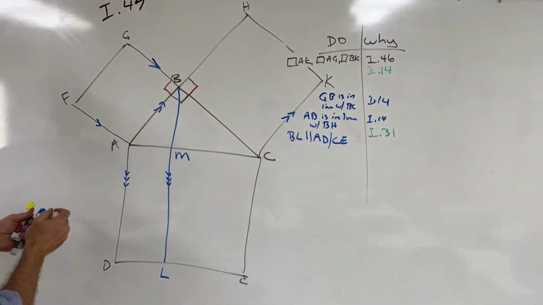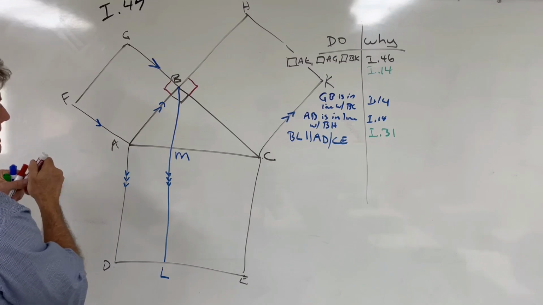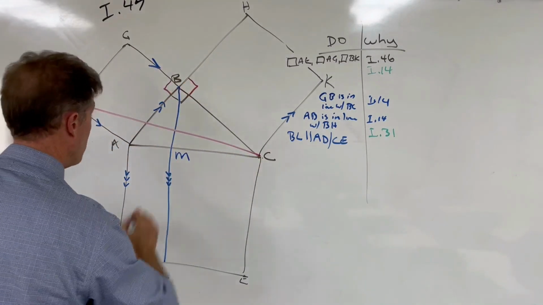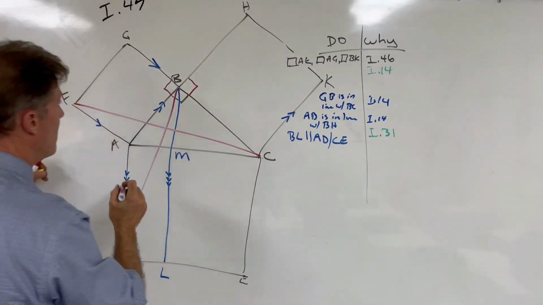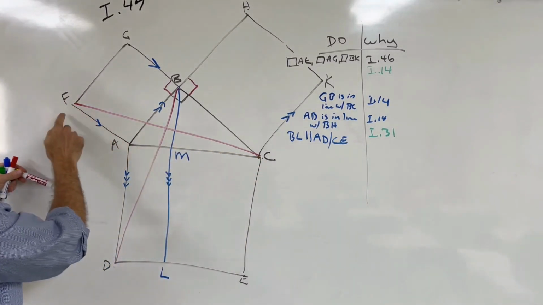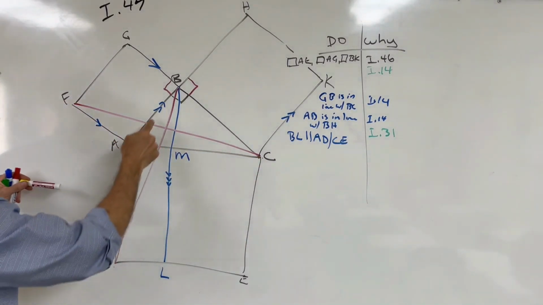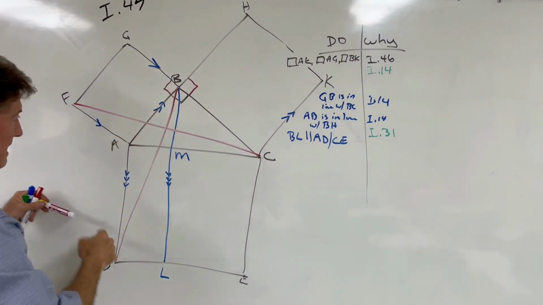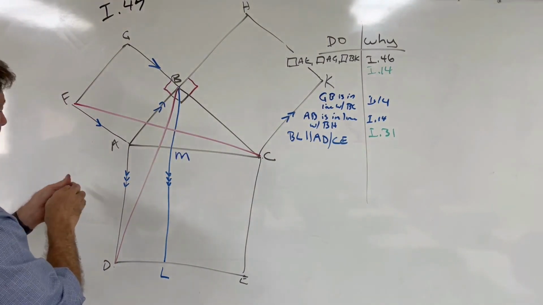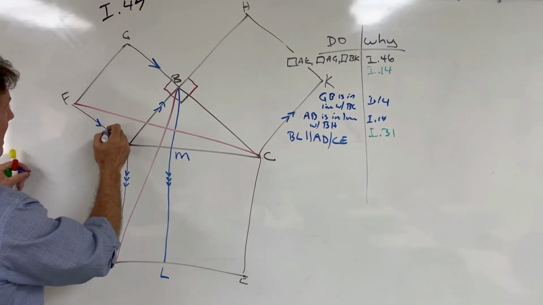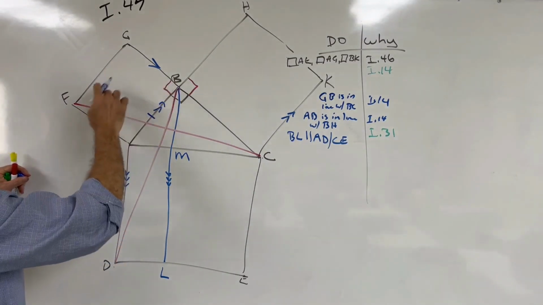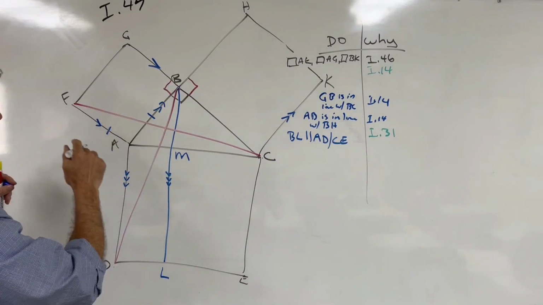Now let's connect some lines. Let's connect FC. Let's connect BD. And what we're going to show now is that this triangle FAC is equal to this triangle BAD. And we're going to do that by first noting that this side FA is equal to side AB because they're square. There's a square, and all the sides are equal on a square.